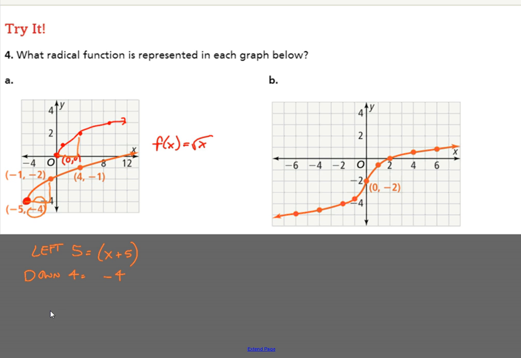So my new function, I'm going to call it h of x. Doesn't really matter what you call it. h of x equals the square root of, because I know that's the general shape, and I use my shifts, x plus 5, minus 4. And there's my answer. Well, we haven't learned what part B is yet. We'll do that in class.